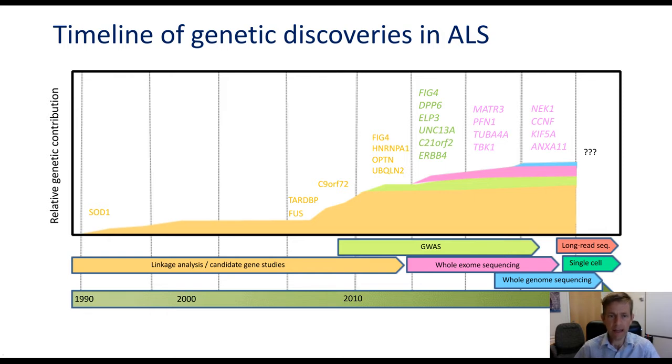But as we're approaching 2020 and beyond, we're at this exciting time where we have these new technologies available to us, where we can identify novel risk factors, and in particular through single cell sequencing and long read sequencing, we can identify some of these regions that really could help explain some of the missing heritability in ALS.